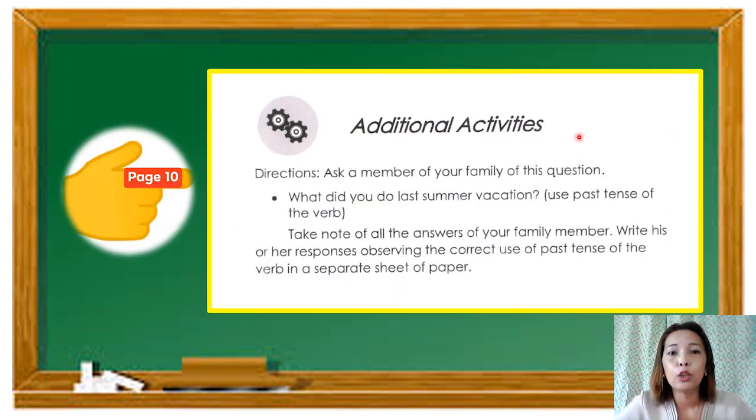Likewise, do the additional activities. Direction: ask a member of your family this question. What did you do last summer vacation? Use past tense of the verb. Again, use past tense of the verb. Take note of all the answers of your family member. Write his or her responses, observing the correct use of past tense of the verb, in a separate sheet of paper.